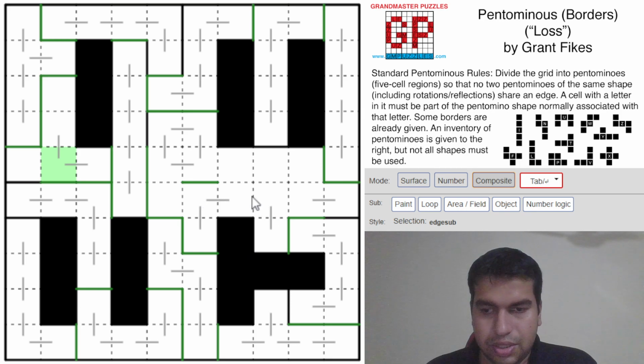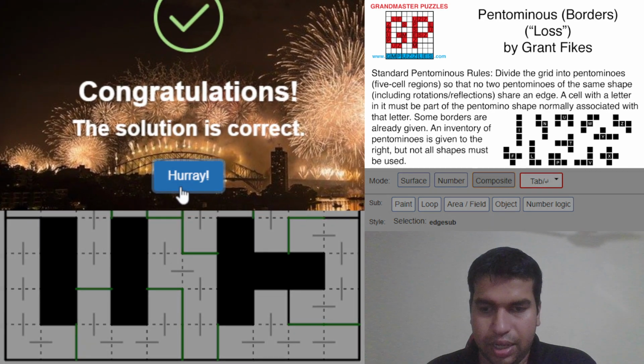Now this shape cannot meet these 2 cells because it will form a U, and it's touching a U. So you have it coming this way at least because it can only take one cell this side. That forces this to be a P, and this is a W and an F.